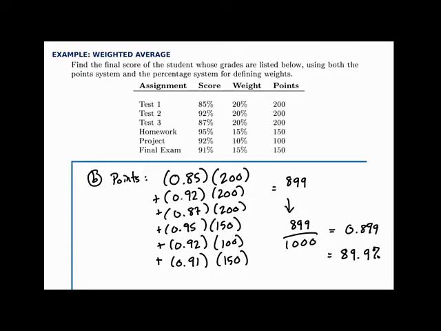So notice you're doing the same work both ways. It's just that when you use the weights, you've already divided by 1,000 before you start. When you use the points, you have to divide by 1,000 at the end to get the final score the same way you did with the weights. So either way you do it, you're using the same values, and this is how you do a weighted average, whether you're given the weights as percentages or as points out of a total that you could earn.